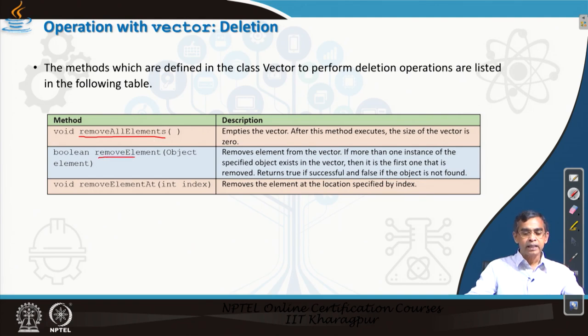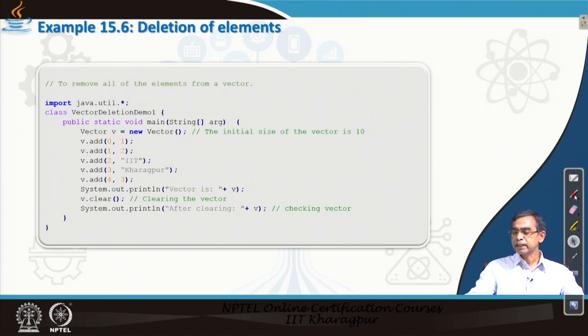Now, another operation, removeElement, passing an argument object. If you pass the object, it will search whether the object is present or not. If it is present, then the element at its first occurrence will be removed. Then removeElementAt. In this case you can pass an index, so if you want to remove an element at a particular location, you can call this. These are the few standard methods defined in the Vector class to perform the deletion operation on the vector.